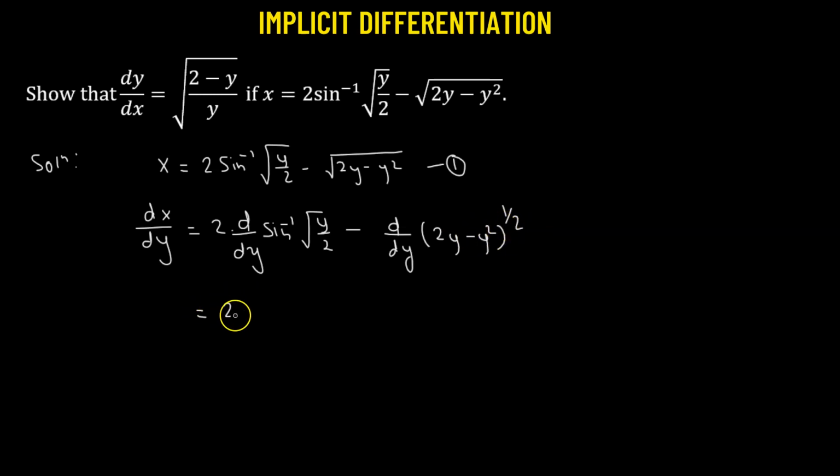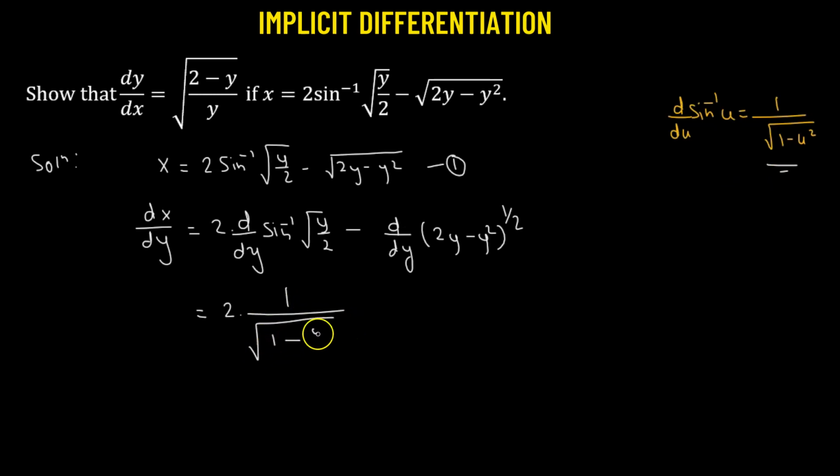So that means we have 2 times now the derivative of the inverse sine function. For this, we'll have to use the formula: the derivative with respect to u of sine inverse of u is given by 1 divided by square root of 1 minus u squared. So in this case, u here is represented by square root of y over 2. So we have 1 divided by square root of 1 minus y over 2, because we have taken the square root of y over 2.